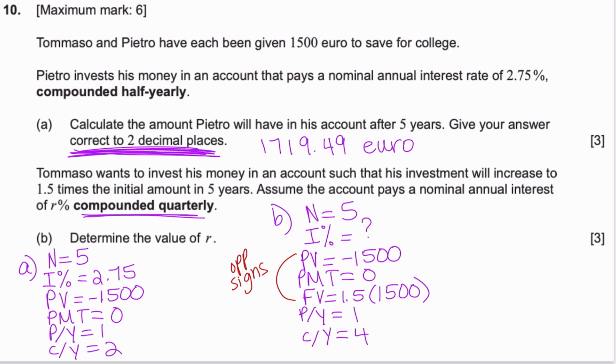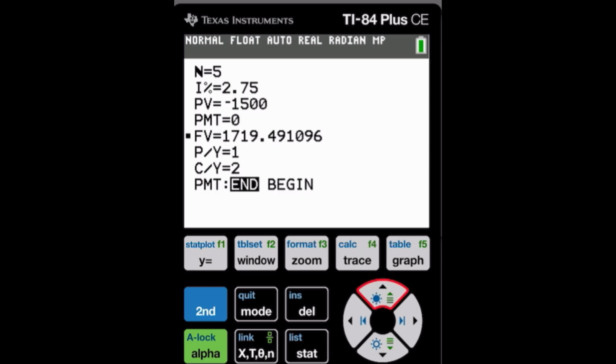So C per Y is 4. This goes straight into our calculator, and all you have to do is type over the information. So N is 5. Remember, we're looking for the interest rate. Don't touch it right now. Leave it alone. The present value is negative 1,500. PMT is 0. Future value is 1.5 times the 1,500. And then the compounded is quarterly.